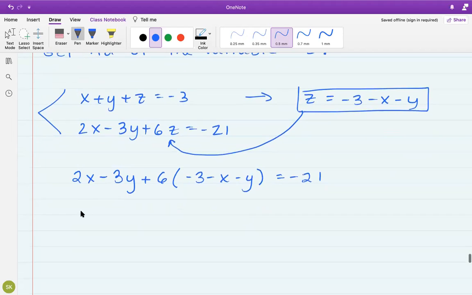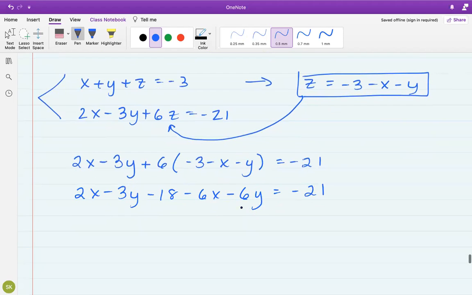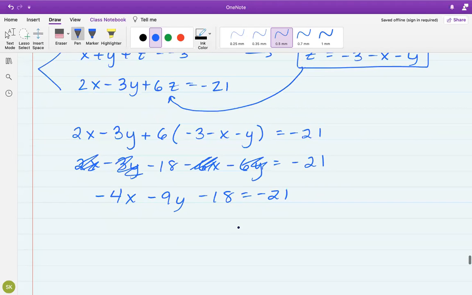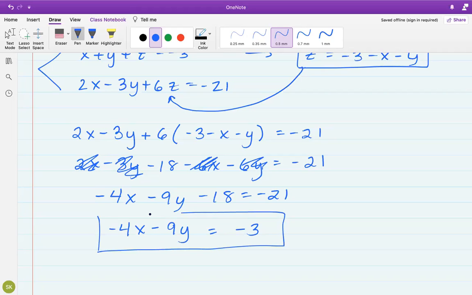Okay, so now let's distribute. We get 2x minus 3y, this is a -18 minus 6x minus 6y is equal to -21. And combine like terms. We have a 2x and a -6x. That makes -4x. We have a -3y and a -6y. That makes -9y. And this -18, move that 18 to the other side, and we get -4x minus 9y equals -3. So here is an equation in two variables.